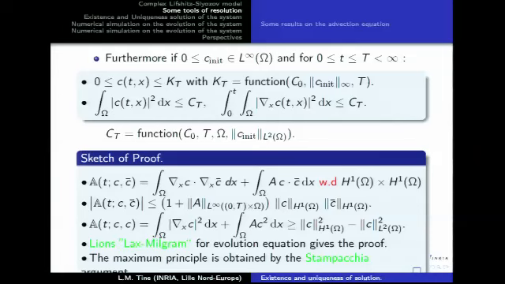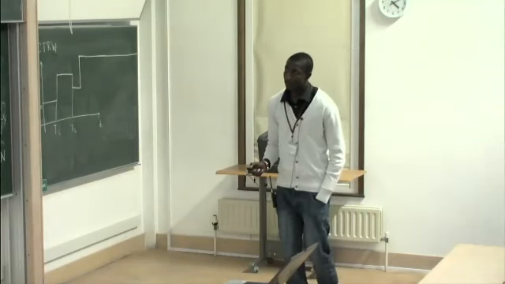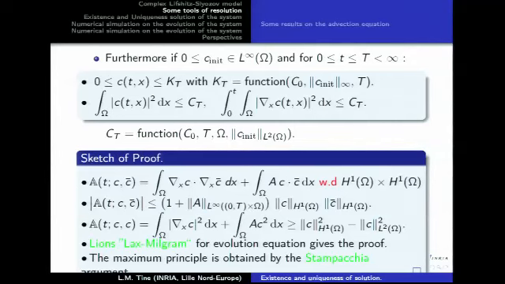As a sketch of this proof, it is very standard. We define the bilinear form here, and we verify that this bilinear form is well defined in H1 times H1 of omega. We prove that this bilinear form satisfies the following continuity estimate, and it is coercive. Then we can apply a light version of the Lax-Milgram theorem for evolution equations to prove this proposition. For the maximum principle, we obtain it by a Stampacchia argument.